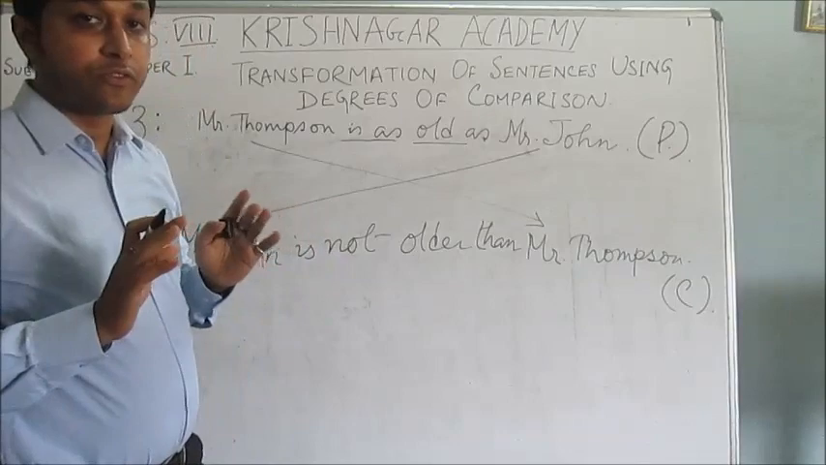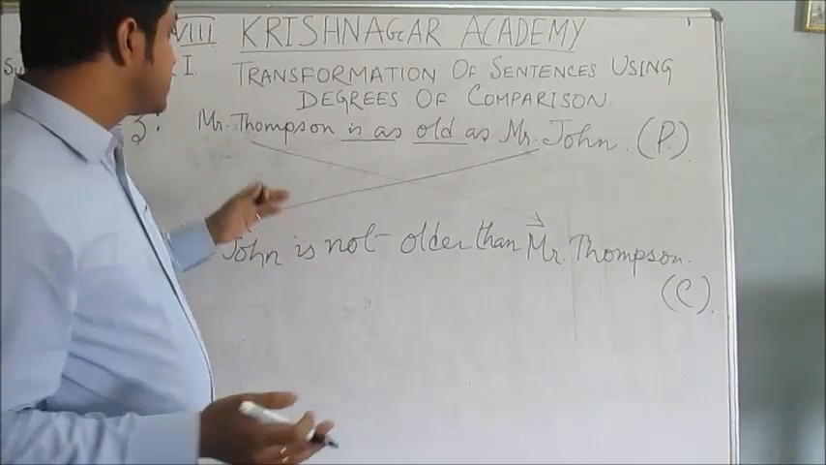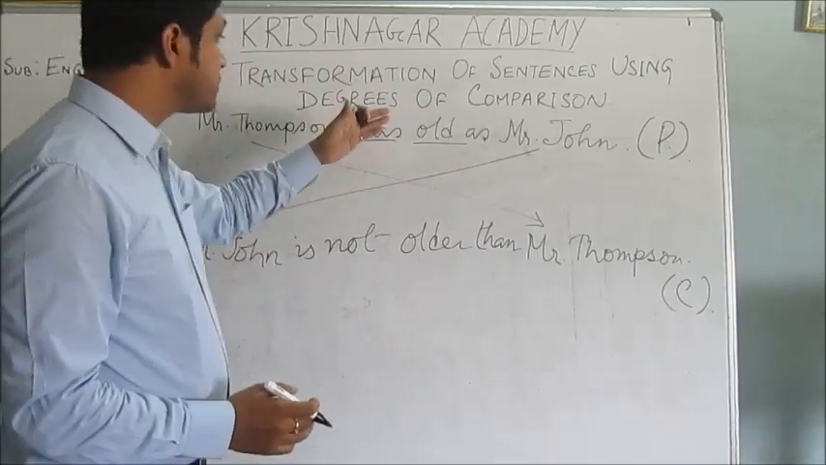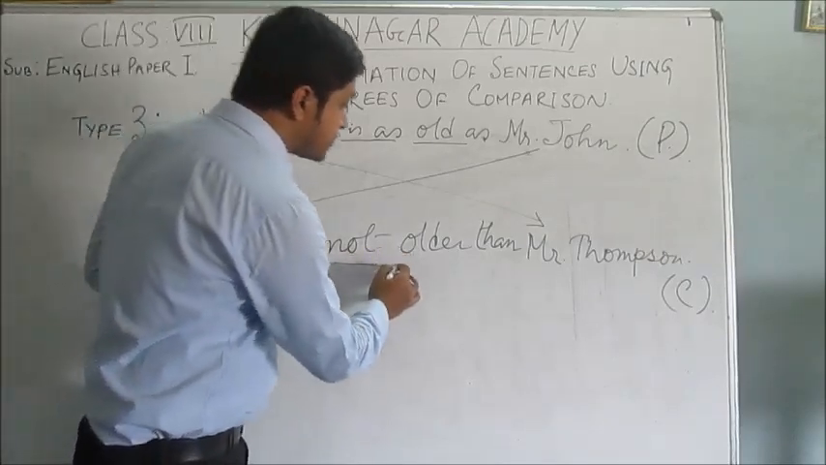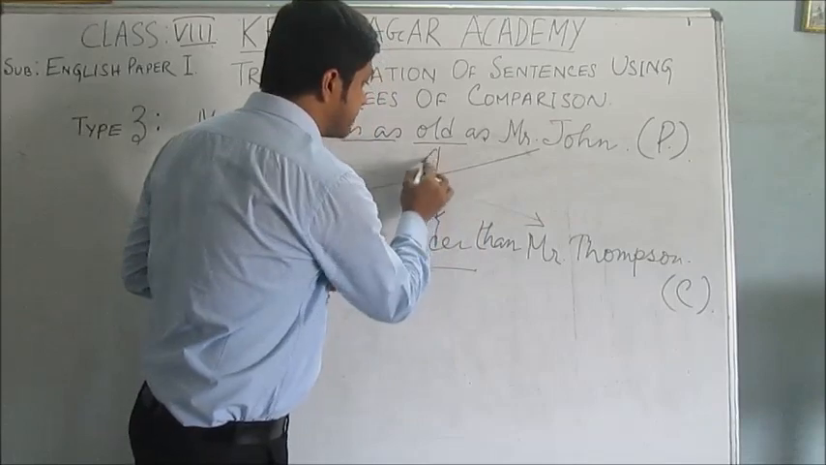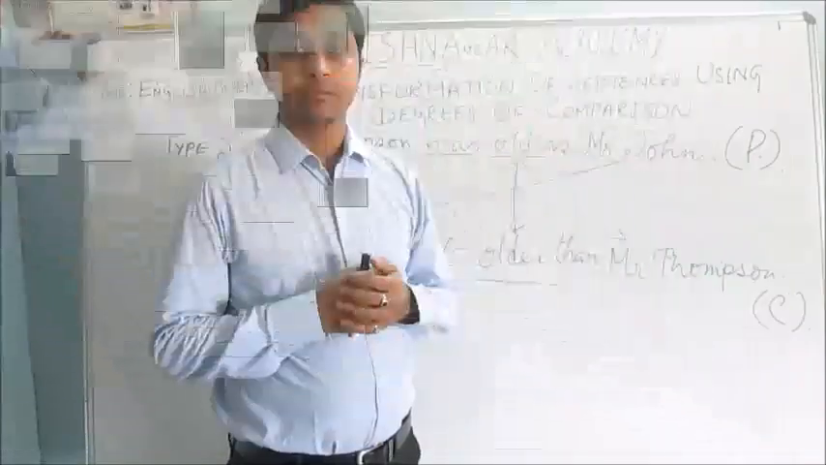It was, I think, very easy. Let me revise. Swap the subjects, swap the person, swap the affirmative into negative and swap the degree. And we get the answer.